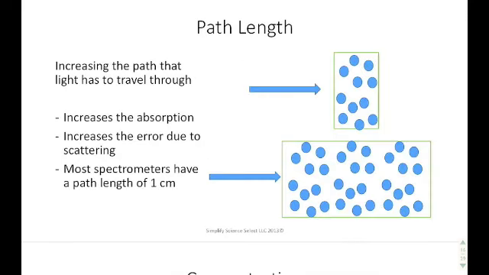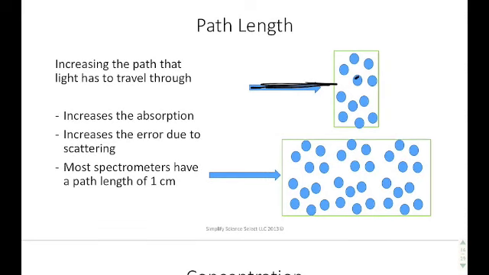Another thing that can affect how much light is absorbed is how far the light has to travel. If you were to pick the correct wavelength and shoot light through this particular box, some of the light would be absorbed when it hits this molecule and maybe this molecule. But if it were to go through here, it could be absorbed here, here, here, here, here, here, and here.